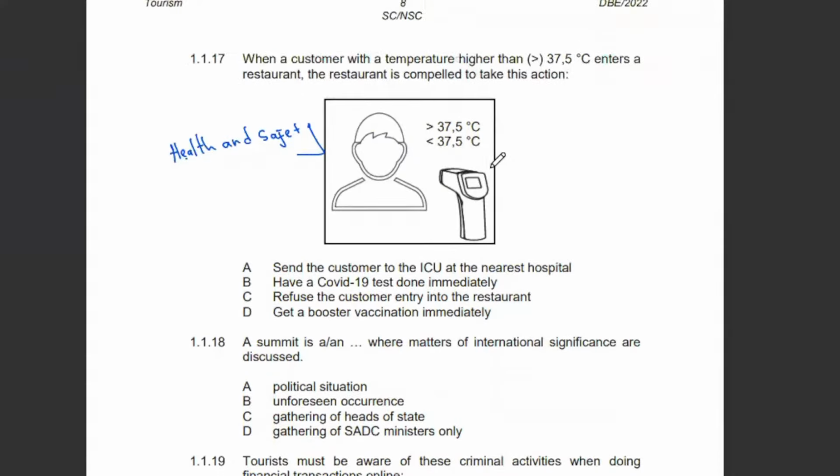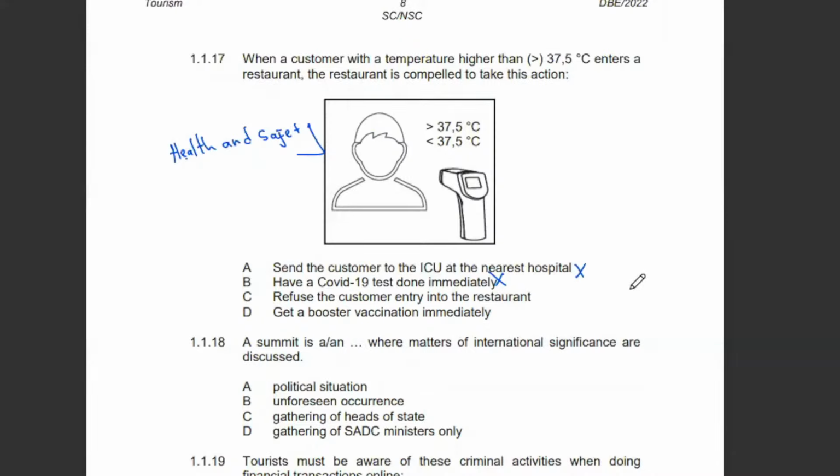Let's look at A and see if it is possible to take A as a correct answer. It says to send the customer to the ICU at the nearest hospital. This is not the responsibility of a restaurant. They do not have that right. B, to have a COVID test done immediately. Restaurants do not readily have COVID tests available. So we're eliminating B as well.